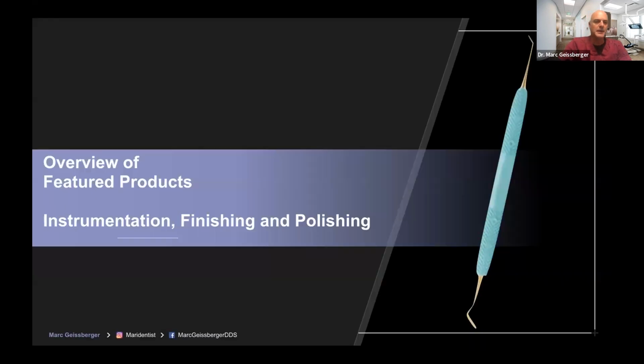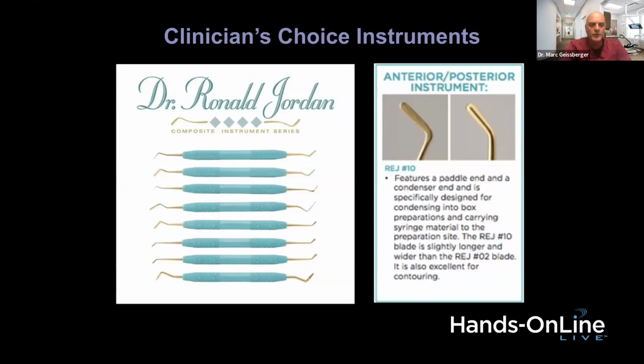So I'm a big fan of composite warming, have been for a long, long period of time. I want to talk a little bit about some of the instrumentation I'll use tonight. The first instrument I'll use is from the Dr. Ronald Jordan composite instrument series. It's called the REJ number 10. And it is a great instrument for posterior and anterior restorations because I can cut off my composite and then place my composite with the same instrument and condense that. So I'll demonstrate that instrument from Clinician's Choice.